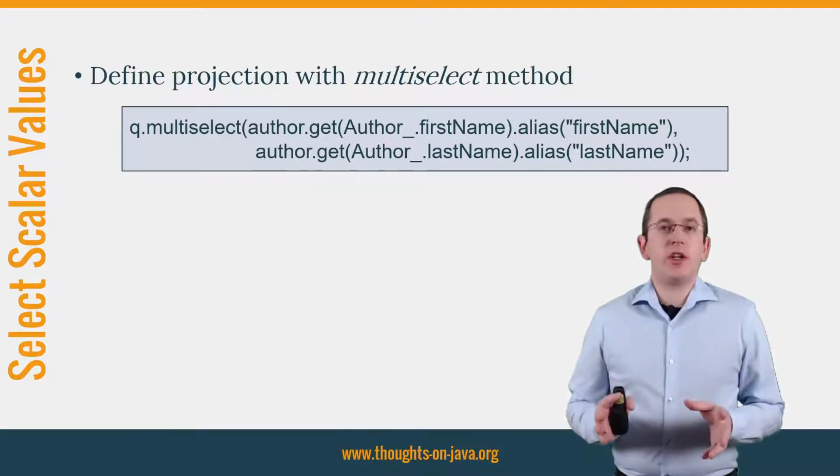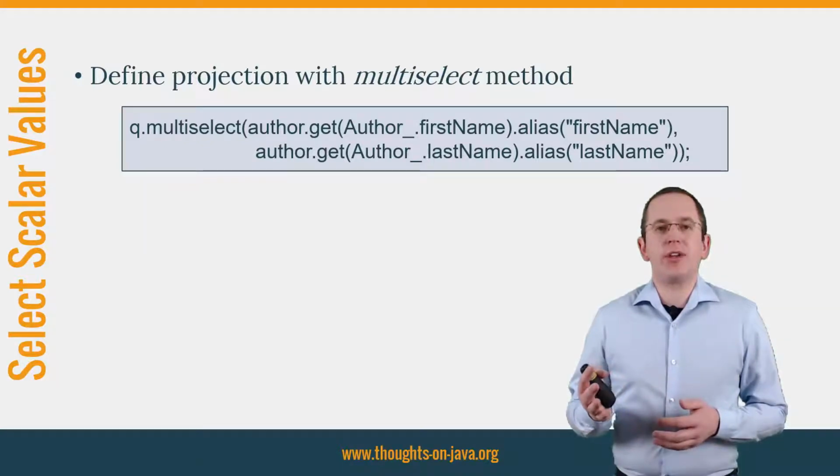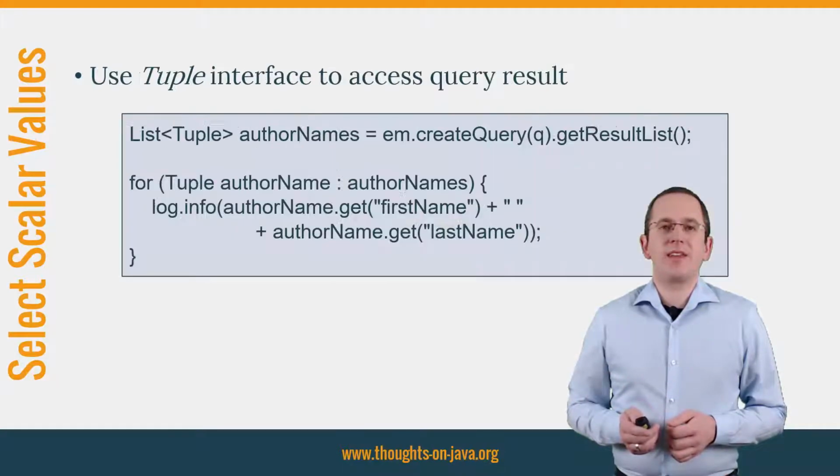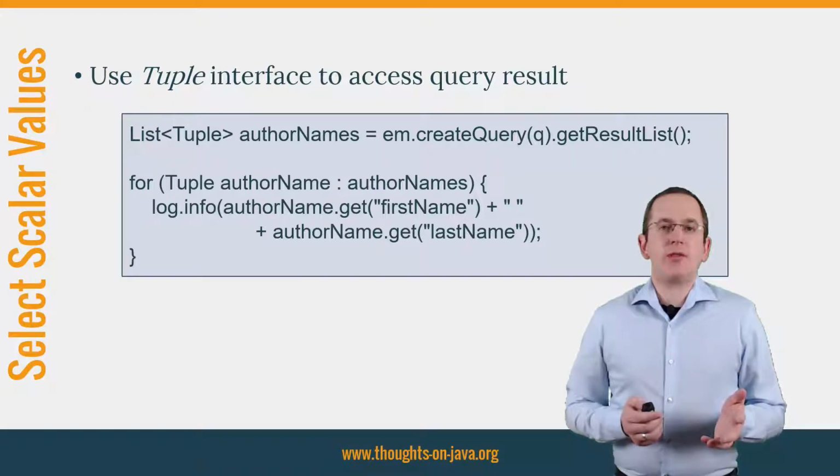I used the JPA meta model to reference the first name and last name attributes of the author entity, and I also define an alias for each of them. After you have executed the query, you can use these aliases to get the values of the selected elements from the result tuple. Let's switch to the IDE and have a look at a complete example.